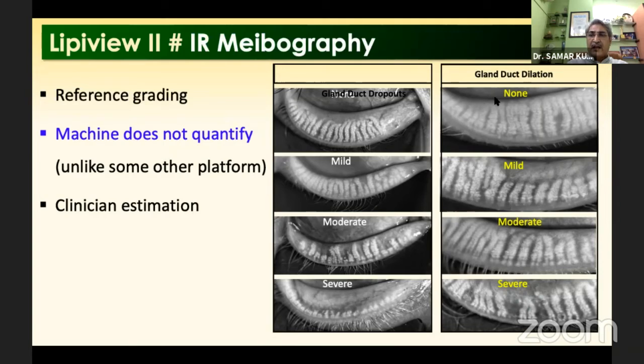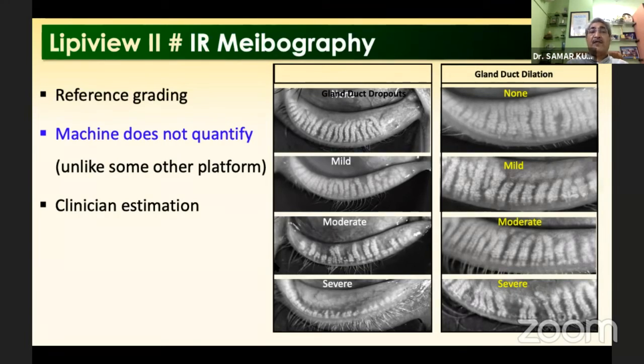It also shows us the dilatation of glands. These are the two parameters, dropout area and gland dilatation. You see that there is no dilatation in this one. In this second photograph, you will see there is some dilatation. In the third one, there is moderate dilatation, and the fourth one is severe dilatation. And if you see certain black spots, these are actually blocked glands, so the distal part is dilated.